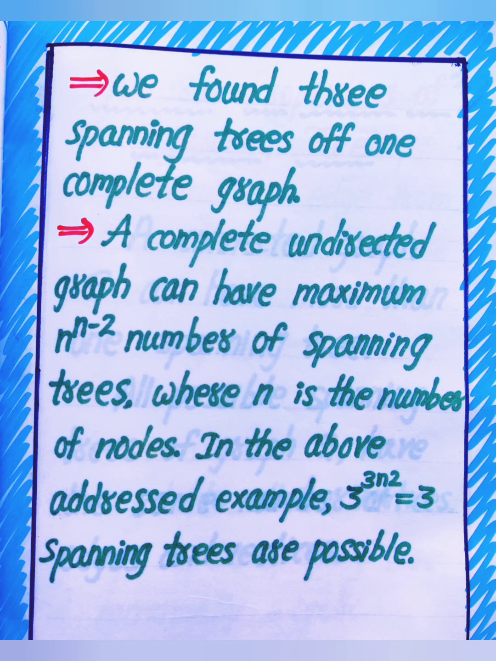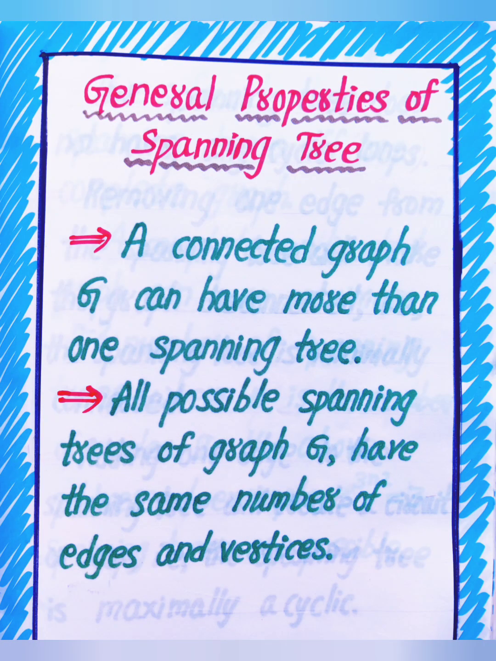We found three spanning trees of one complete graph. A complete undirected graph can have maximum n^(n-2) number of spanning trees, where n is the number of nodes. In the above example, 3^(3-2) equals 3 spanning trees are possible.